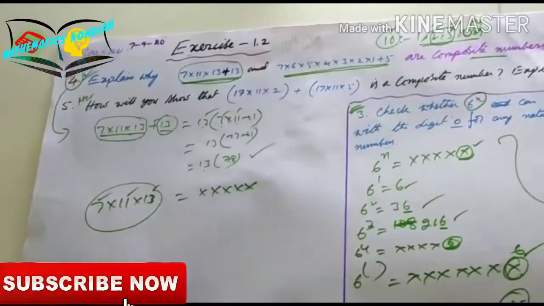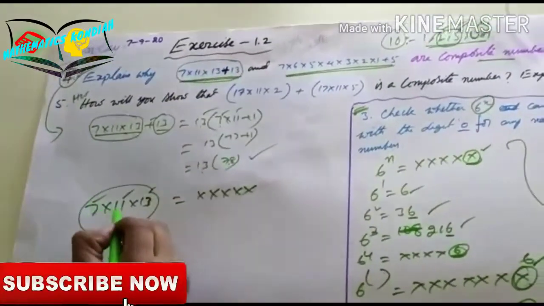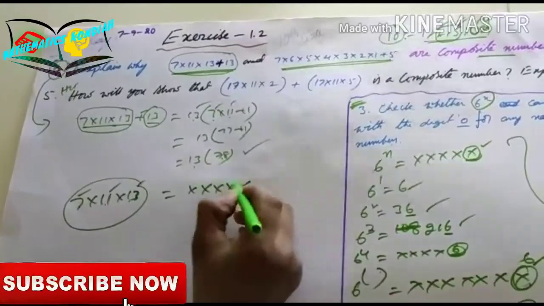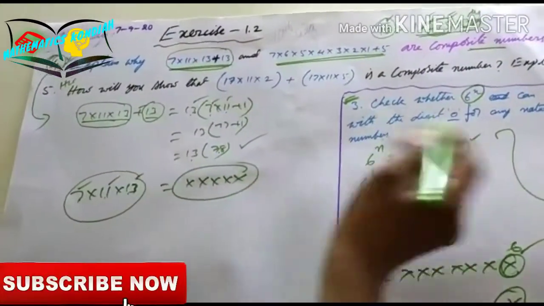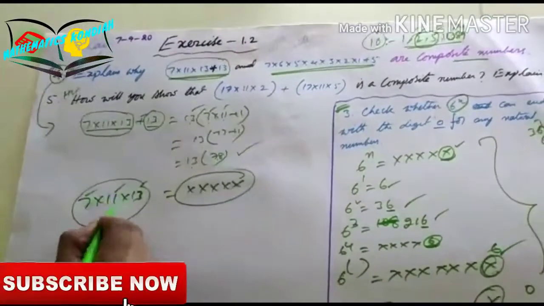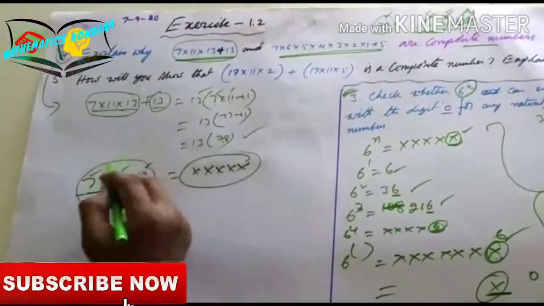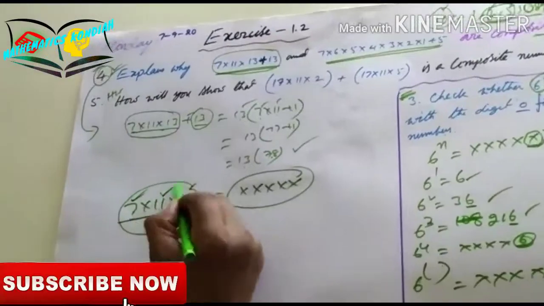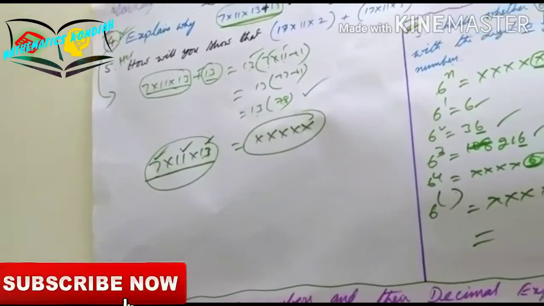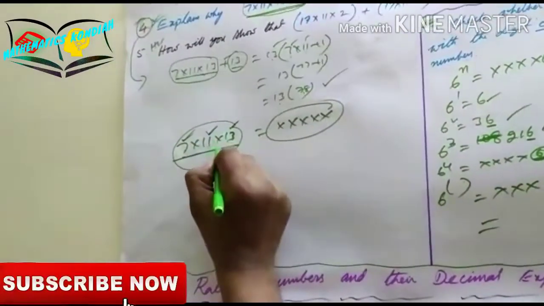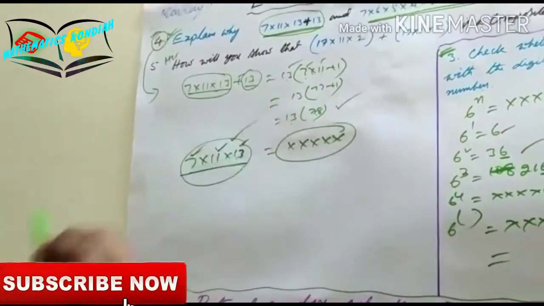Write the big number. This is prime, this is prime, this is prime. Compared to this number, the factors are 3 or more. That is a composite number. Why? Because it is the multiplication of 3 prime numbers, that is called 3 factors or more factors.